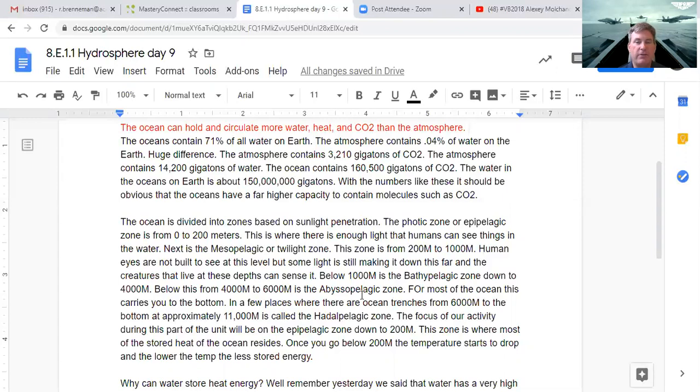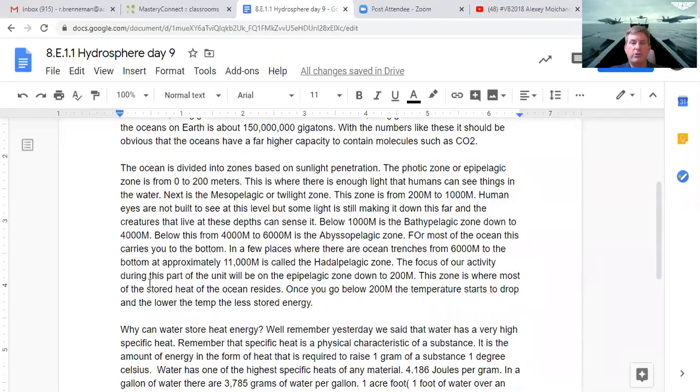The focus for activity for most of this unit is going to be up in the epipelagic zone, down to 200 meters. As far as what we're talking about, once you get below 200 meters, it doesn't do a whole lot for us as far as heat storage and climate. This zone is where most of the stored heat in the ocean resides. Once you go below 200 meters, temperatures will drop, and the lower the temperature, the less stored energy.